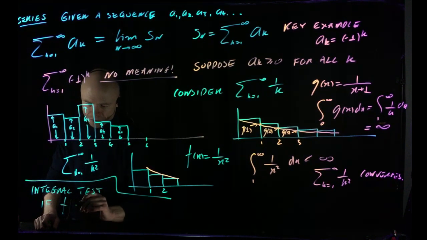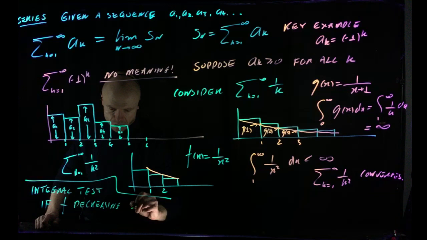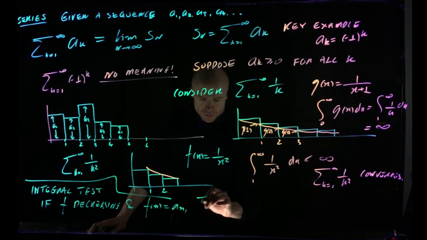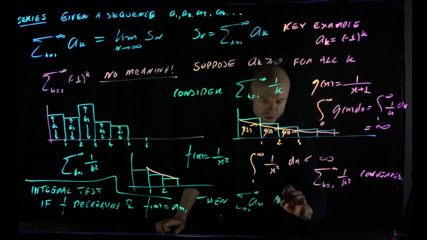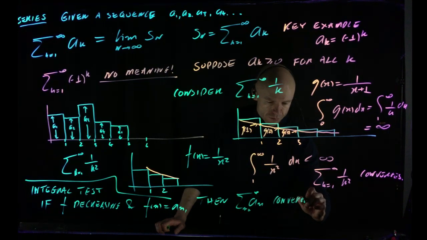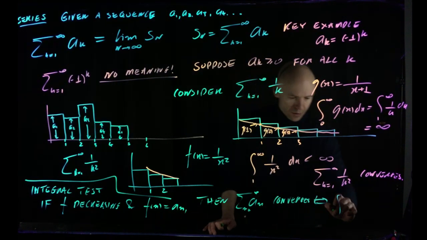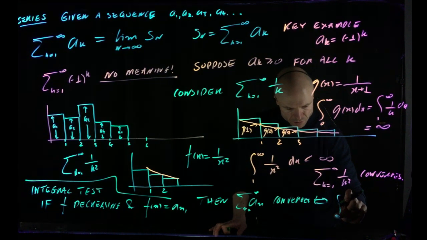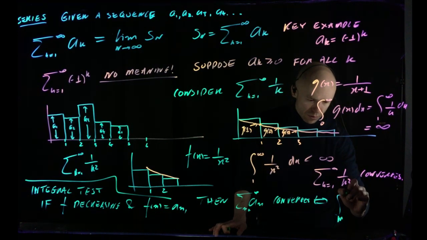If we have a function f which is decreasing, and f of n equals a_n, then the sum from n equals 1 to infinity of a_n converges if and only if the integral, now I can take any number I like here, let's call it m, or any number bigger than 0, converges.